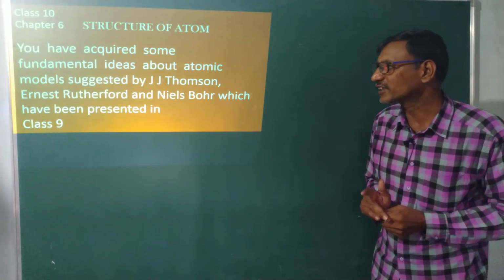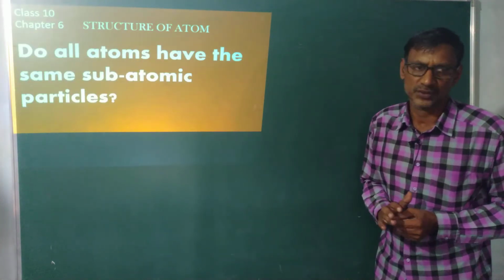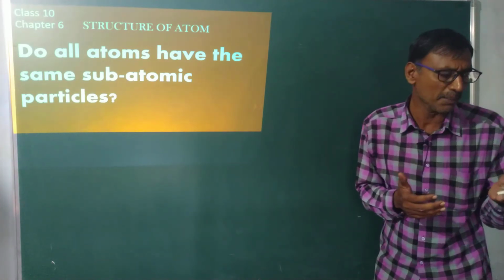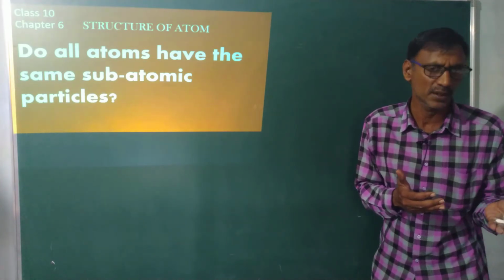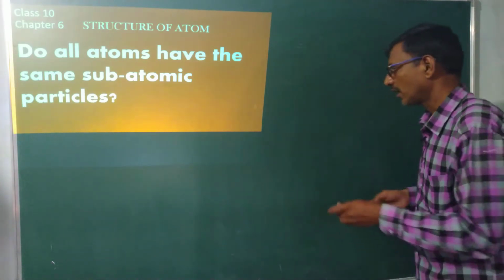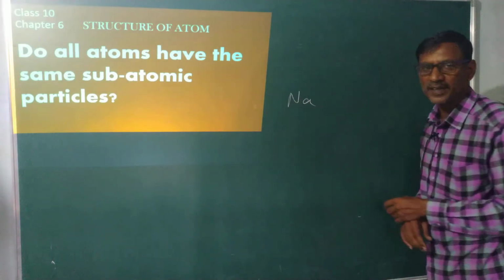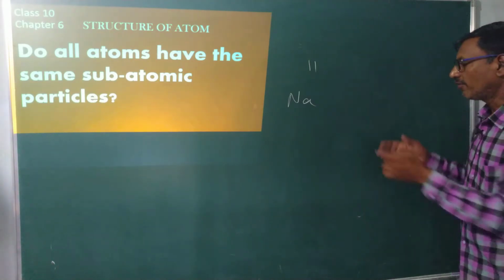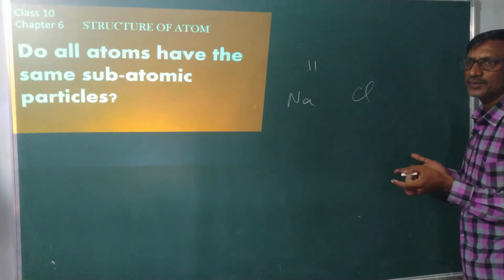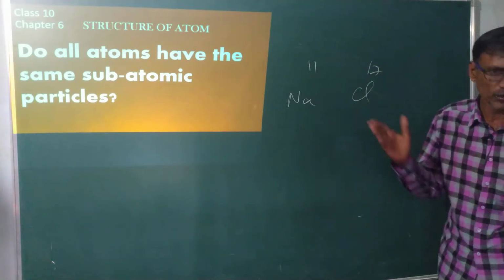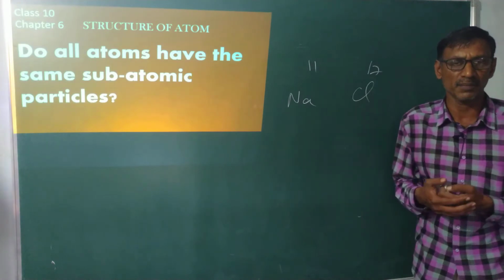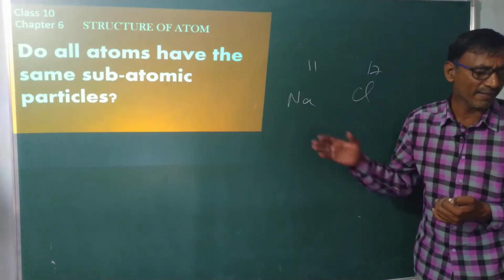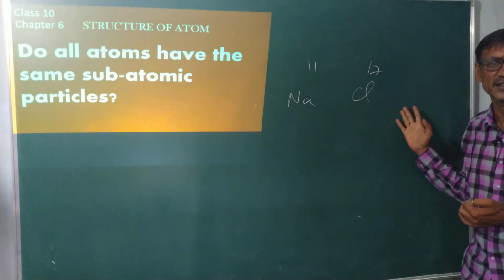Now coming to the next point. Do all atoms have the same subatomic particles? We know the subatomic particles are electrons, protons and neutrons. Suppose you take sodium, the atomic number is 11. That means 11 electrons and 11 protons. Chlorine has atomic number 17. So in chlorine we can see 17 electrons and 17 protons.